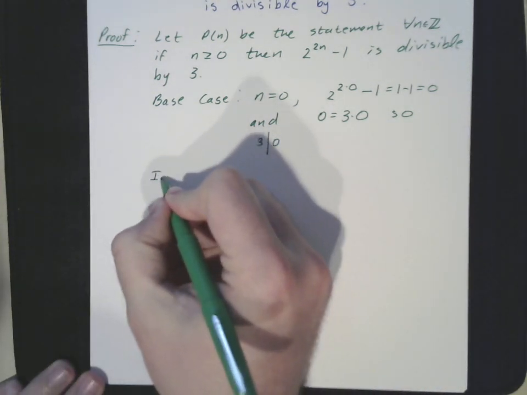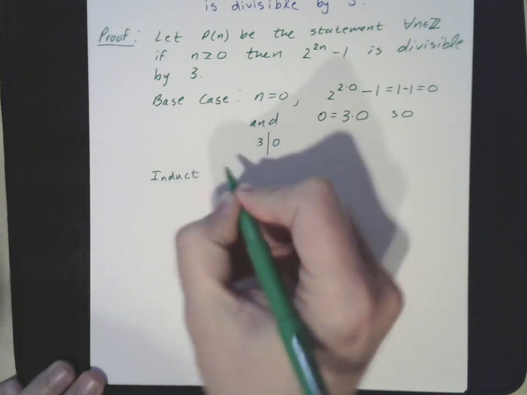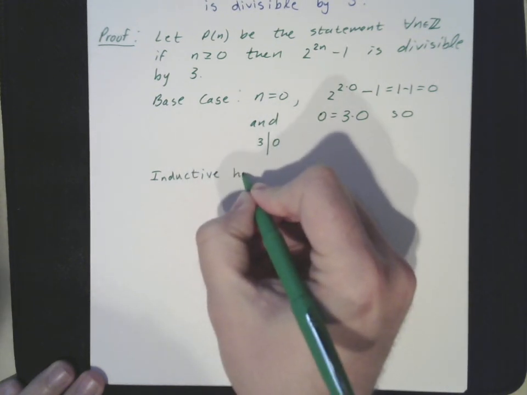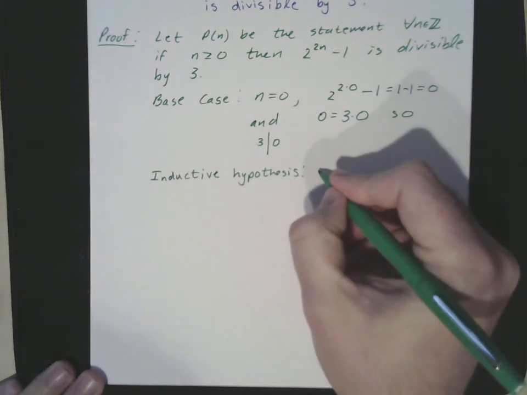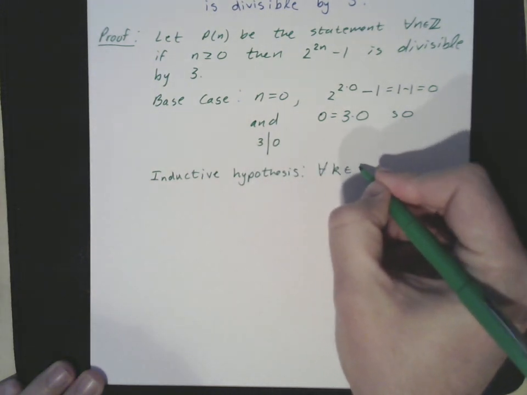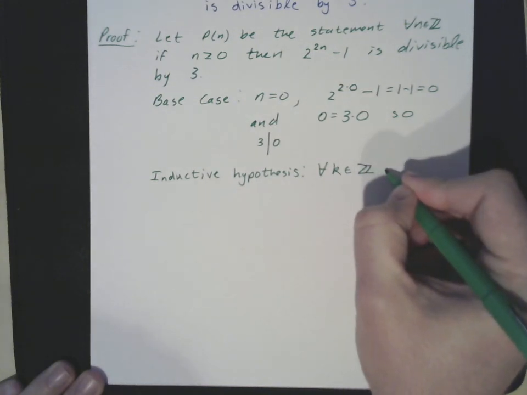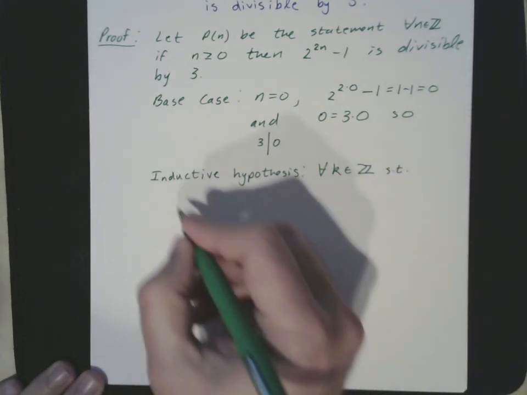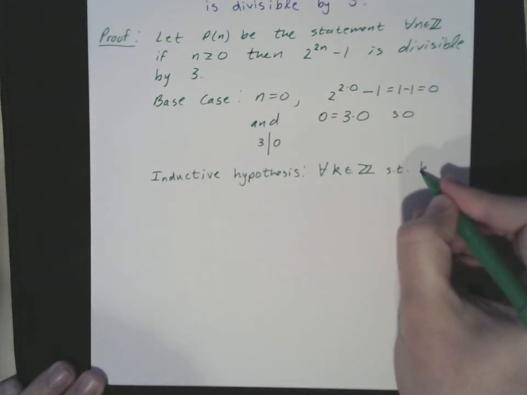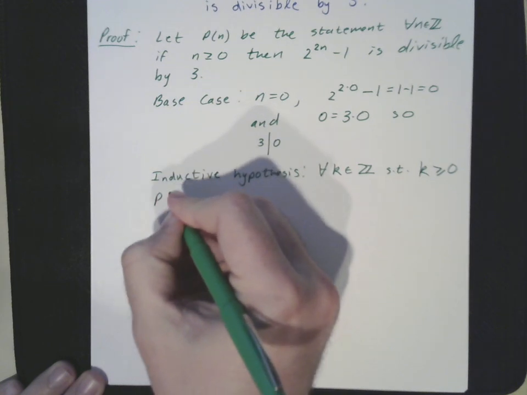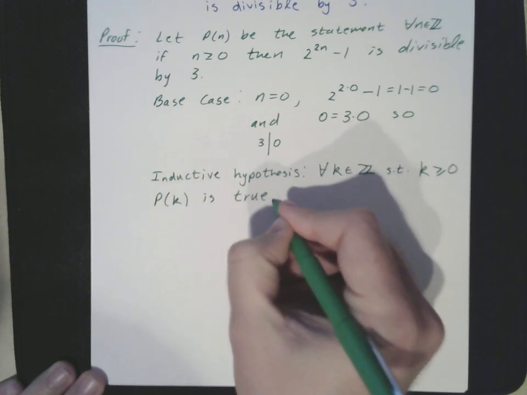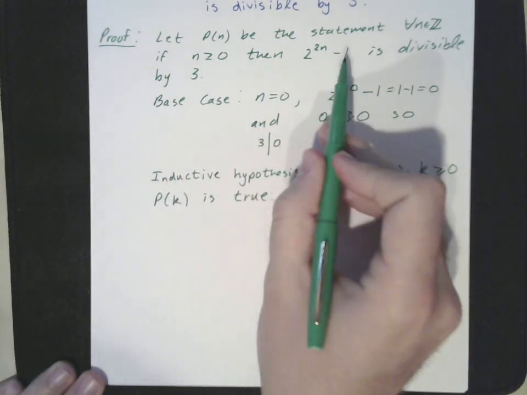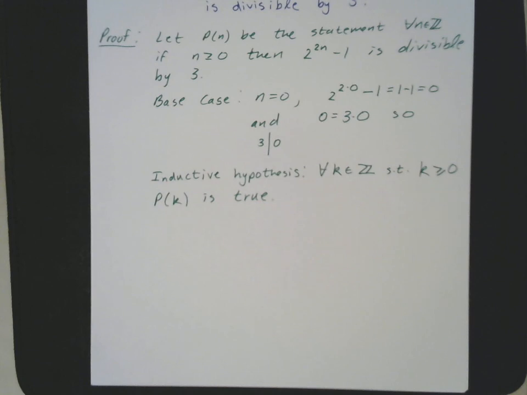And we're going to move on to our inductive hypothesis. And that's going to be for all k that are integers, such that k is greater than or equal to 0, P of k is true. P of k being, if k is greater than or equal to 0, then this is divisible by 3 when n is swapped out for k.